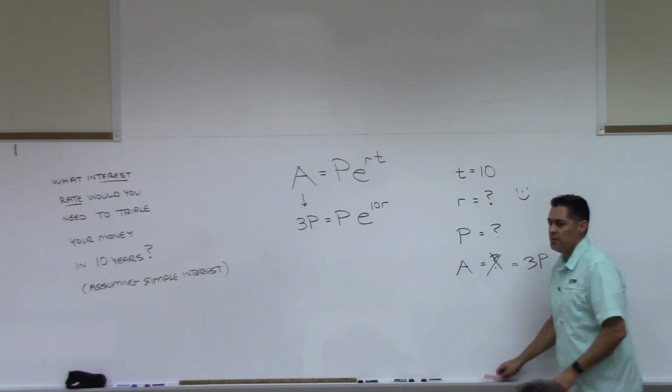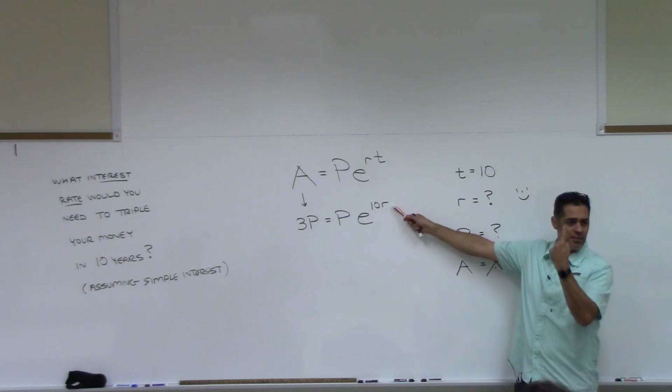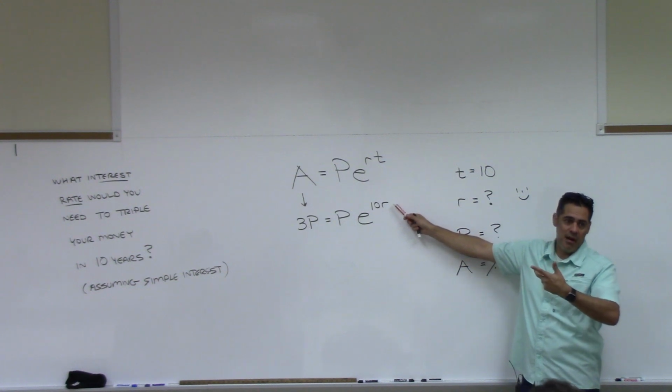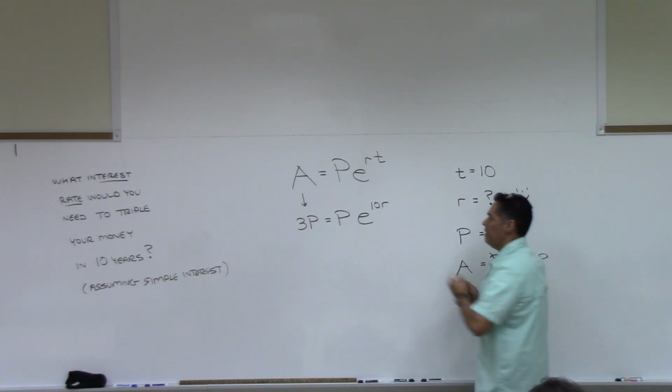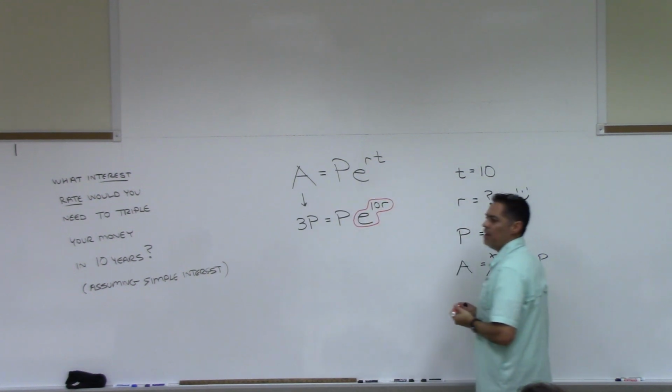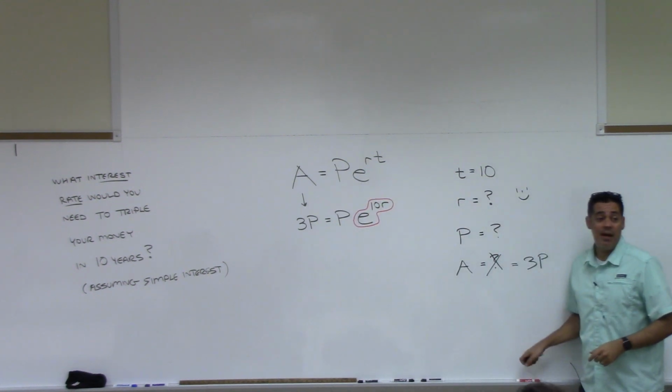R. Okay, do you see where R is up in an exponent? Can you bring it down? There's a way to get it down, right? But we're going to have to work a little bit to get it down. We have the E that's being raised to that. We need to get that by itself. So how am I going to get that by itself?